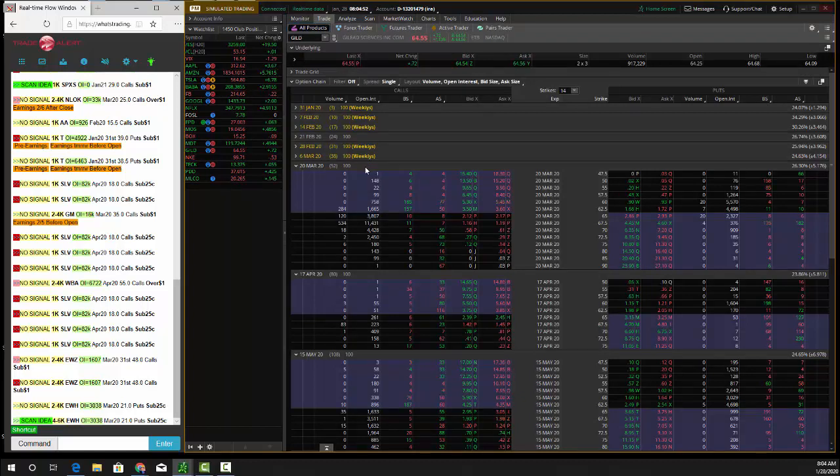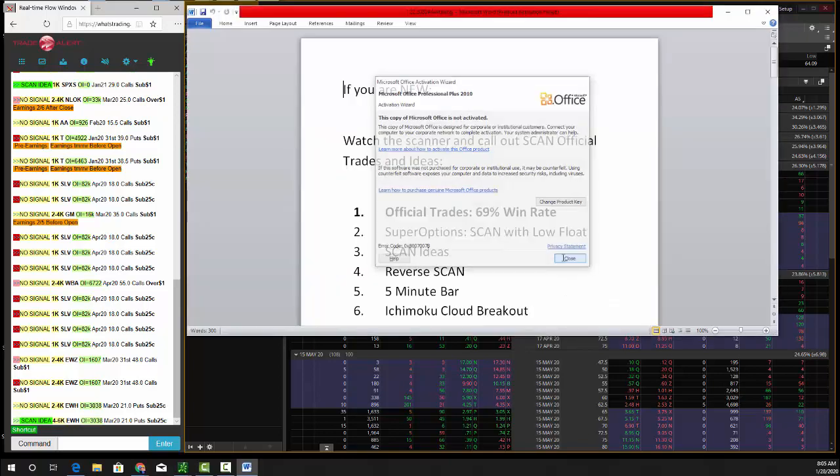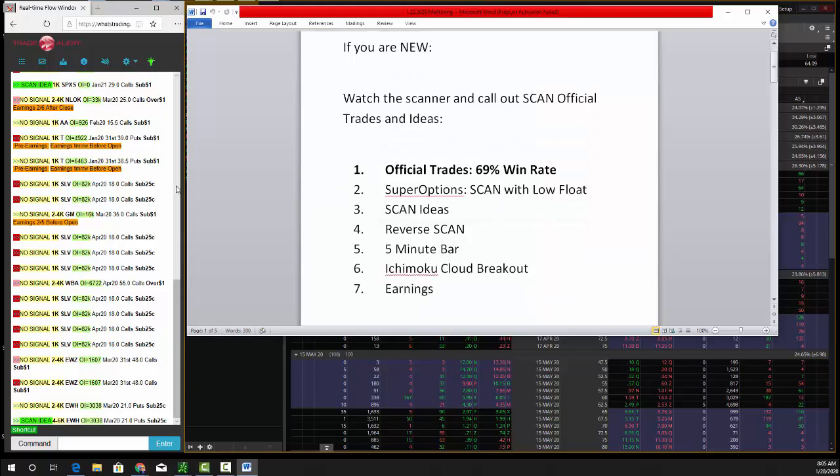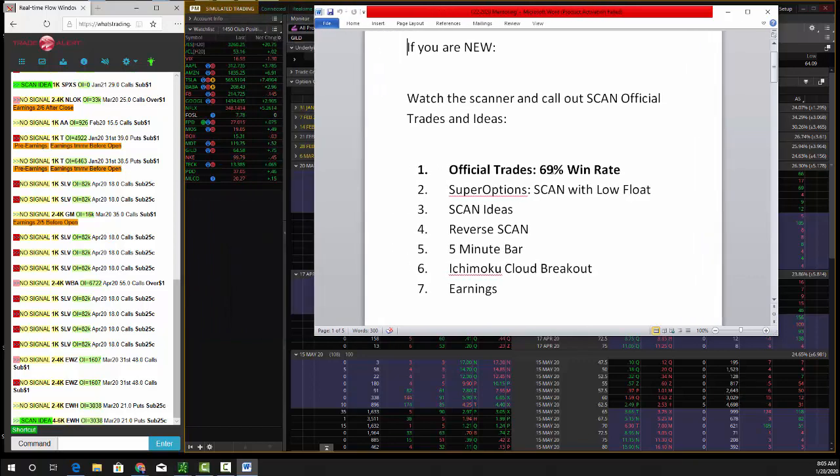Then you trade super options. Then you take the scan ideas. Then you take reverse scan. Then you take the 5. Then you take the cloud. Then you take earnings. This is the hierarchy, guys. If you deviate from the hierarchy, I can't really help you. Don't be taking random trades. Okay, there's a method to the madness. Yes, look at Diane. That's what I like to see.